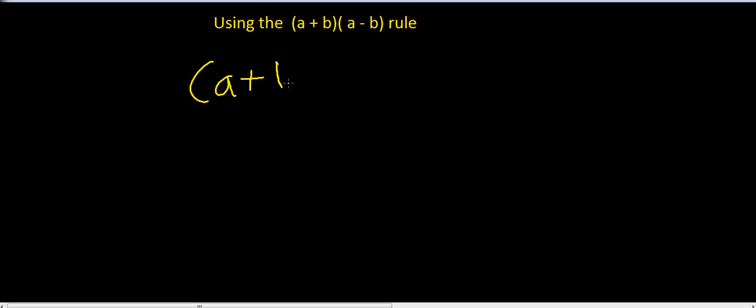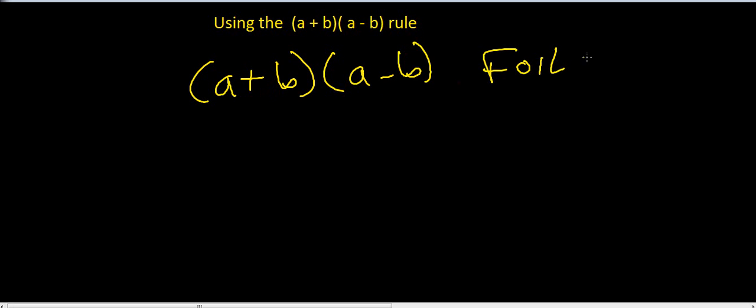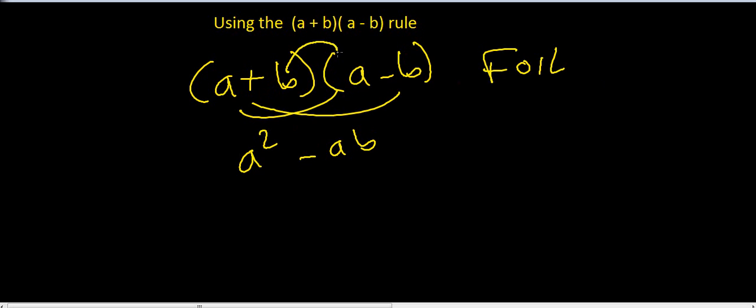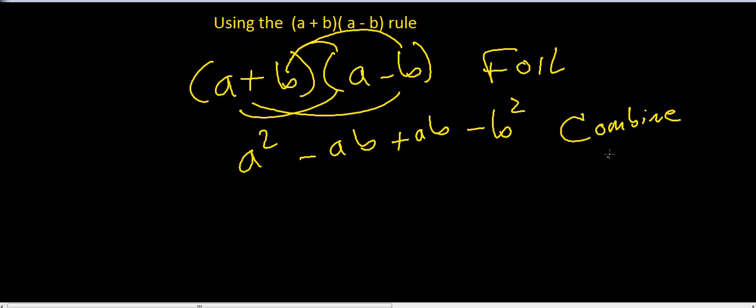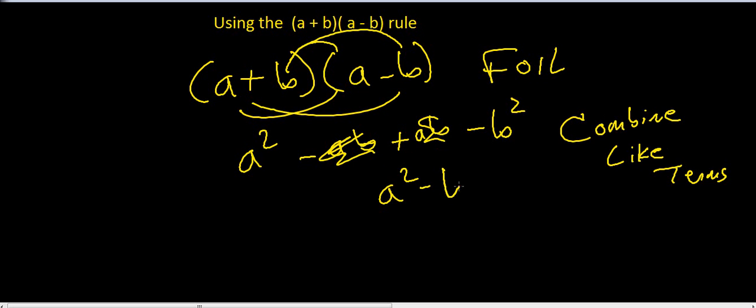So let's take what we have here, the quantity a plus b times the quantity a minus b. We're going to use FOIL. So you've got a squared, times negative ab, and we've got plus ab times minus b squared, right? And then we're just going to combine like terms. So these become 0, so you're left with a squared minus b squared.